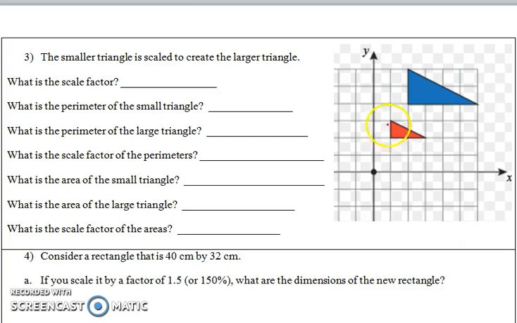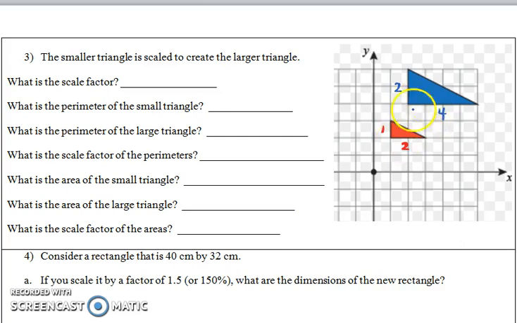So the smaller red triangle has a height of 1, and it has a base of 2. And I'm doing this just by counting the boxes. So 2 boxes for the base, 1 box makes the height. And then let's do the same for the blue triangle. So the height is going to be 2 units. And then for the base, I have 4 units.